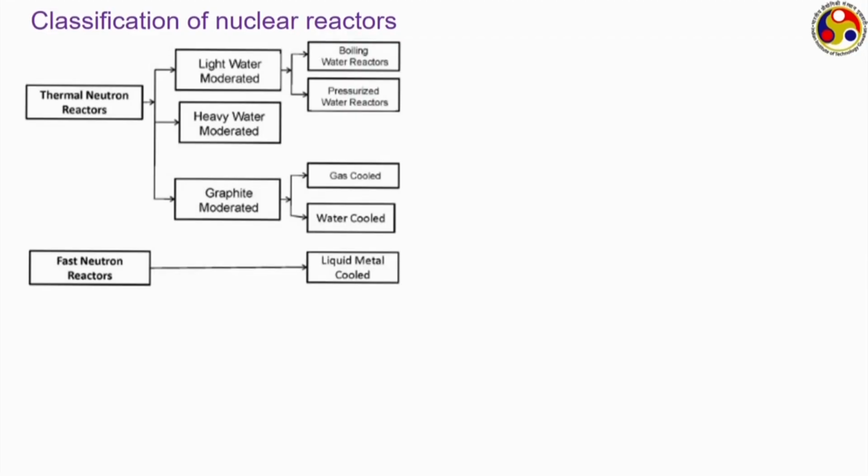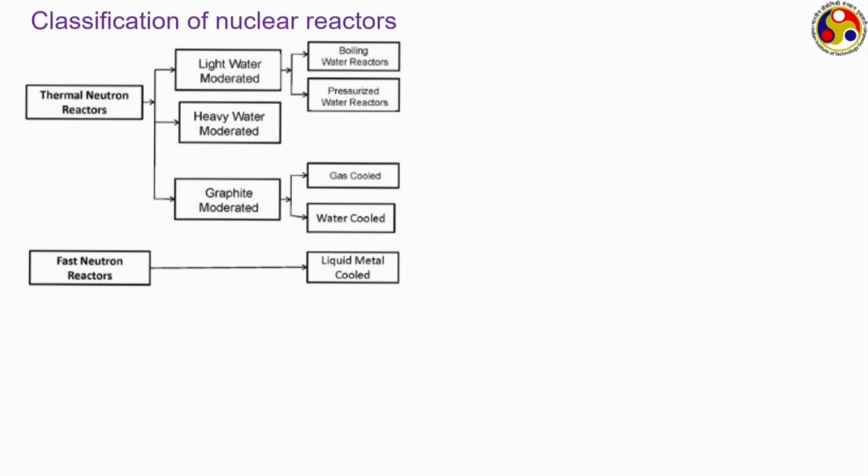Now, nuclear reactors can be broadly classified into 2 categories depending upon what kind of neutrons they use. When they use fast neutrons, we call them fast neutron reactors. When they use thermal neutrons, we call them thermal neutron reactors. And thermal neutron reactors are the most common ones. More than 90% of the reactors, maybe more than 95% of the reactors which are available commercially throughout the world are actually thermal neutron reactors, because of certain reasons which we shall be discussing later on.